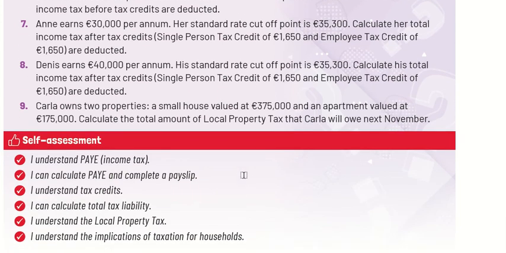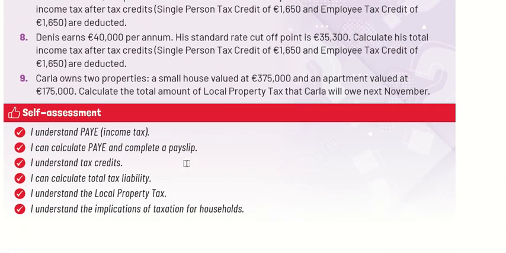Okay, so hopefully these are the things you should be able to say you know how to do. So you understand PAYE, you can calculate a pay slip, you understand what a tax credit is, what full tax liability would be, what local property tax is. We look at the implications in the next lesson. Okay, so just do the questions here and submit them.